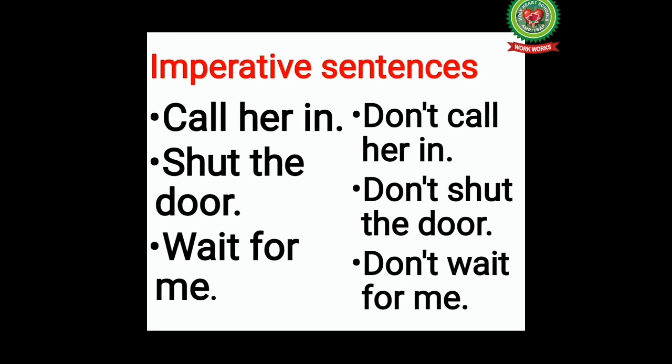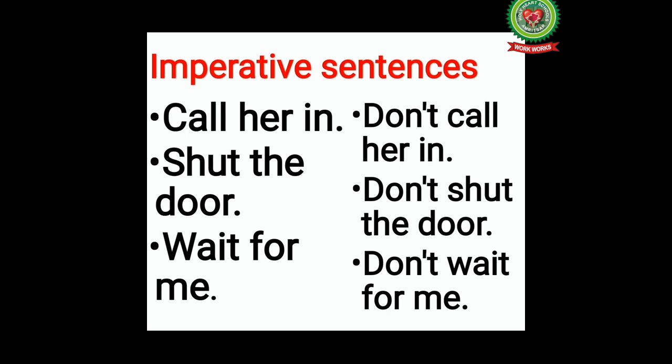Now come to the imperative sentences. First of all, I am going to discuss with you what imperative sentences are. Imperative sentences may convey a command, request, suggestion, advice, or instructions. Imperative sentences are made negative by placing the words don't or do not in the beginning of the sentence.